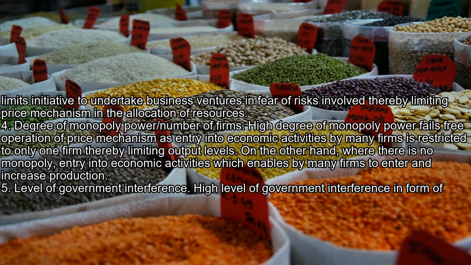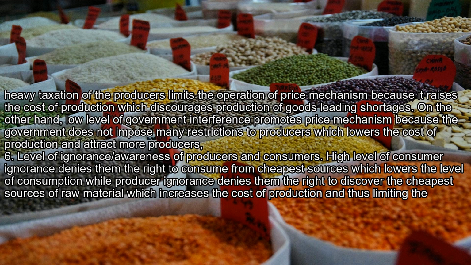High level of government interference. Heavy taxation of the producers limits the operation of price mechanism because it raises the cost of production, which discourages production of goods, leading to shortages. On the other hand, lower level of government interference promotes price mechanism because the government does not impose many restrictions on producers, which lowers the cost of production and attracts more producers.